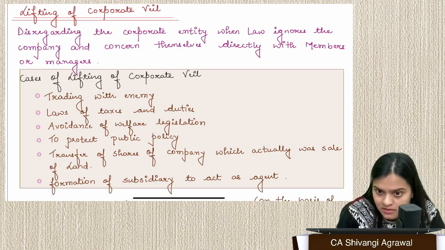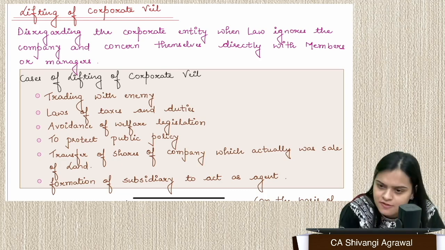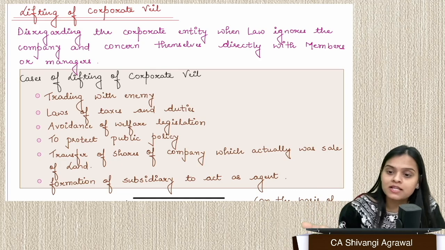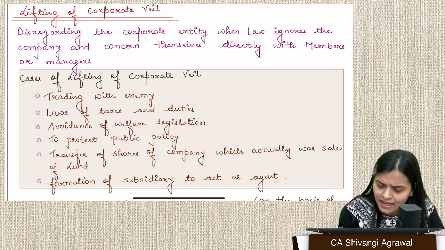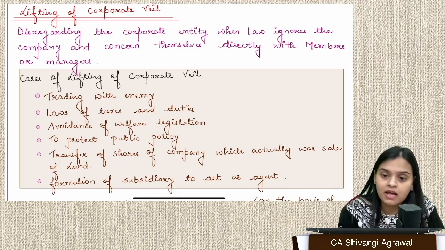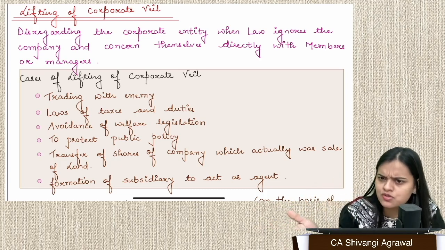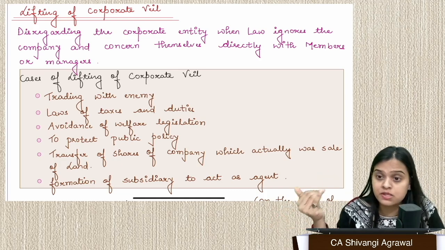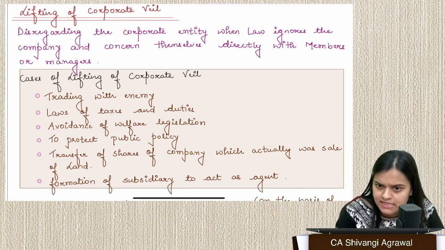To protect public policy, a simple one: transfer of shares of a company which actually was a sale of land. This is a specific case where the land transfer wasn't allowed according to the law, so you transferred the shares, which eventually led to the sale of land. This was not allowed, and the Supreme Court in this case actually lifted the corporate veil. The last one is formation of a subsidiary to act as agent, where companies form other companies to act as their agent. Although the subsidiary and the parent are different, here the corporate veil will be lifted. So these are the general cases that we have.